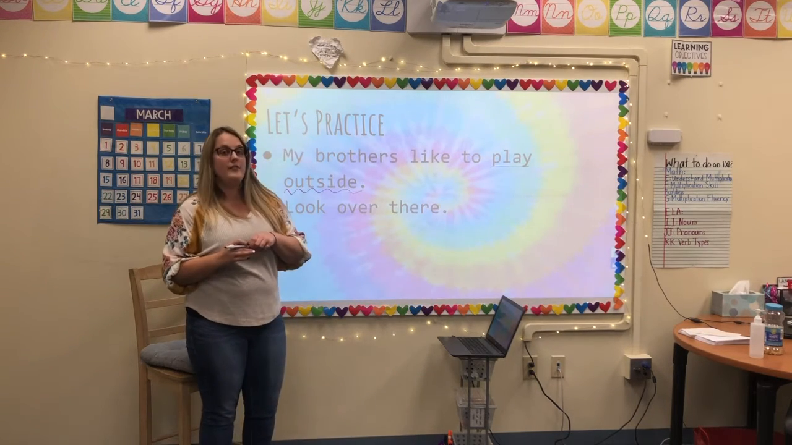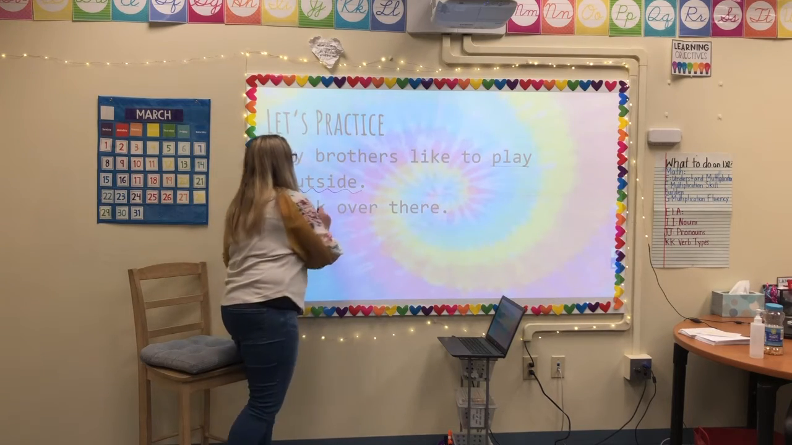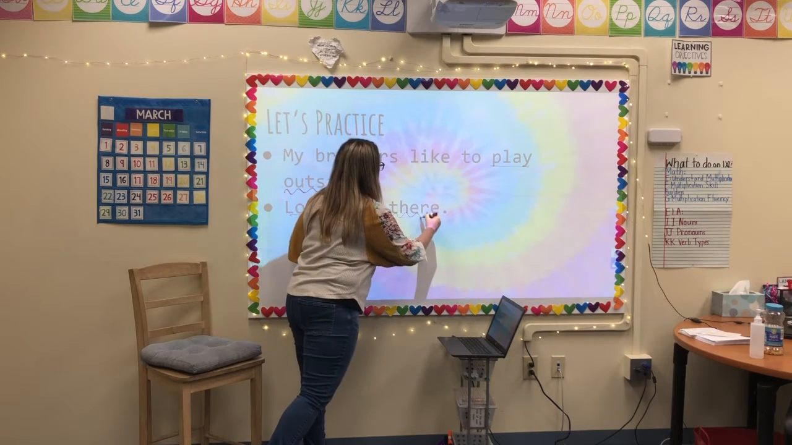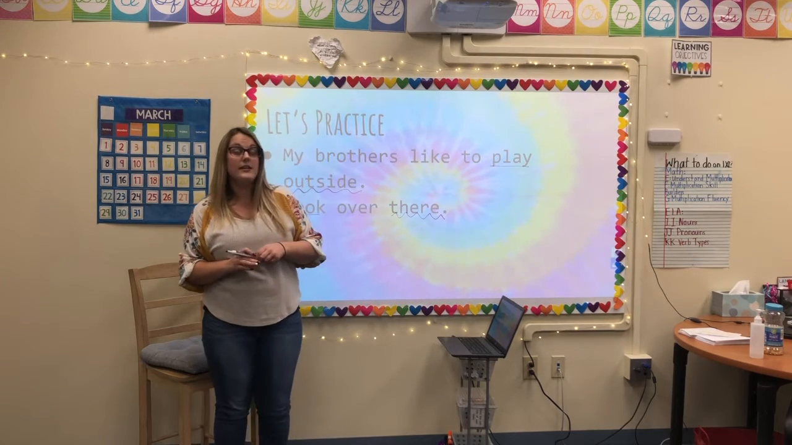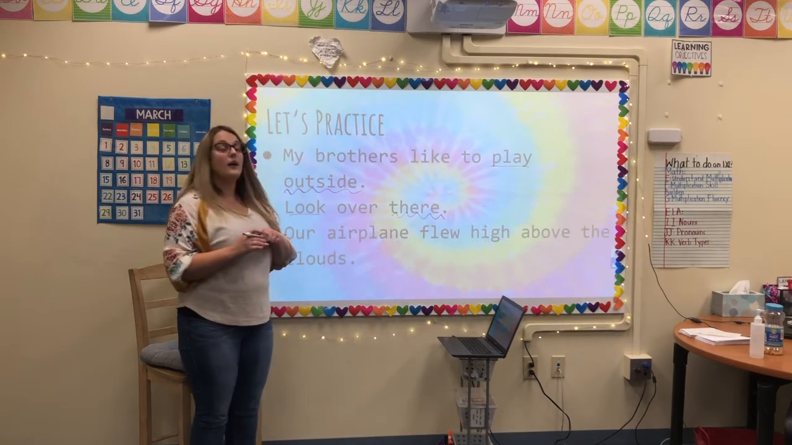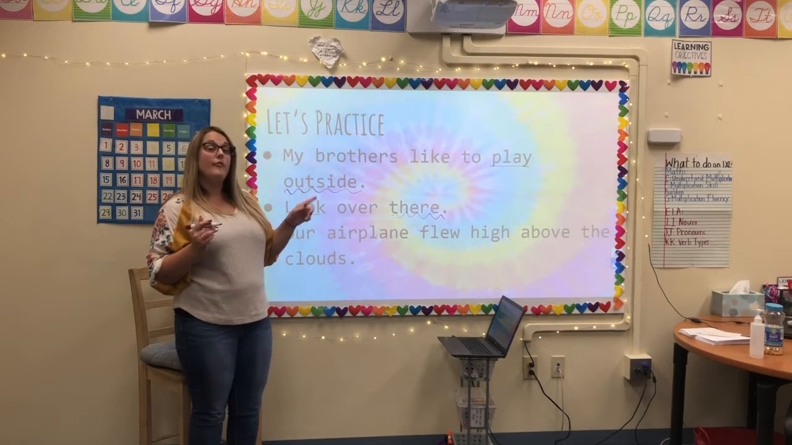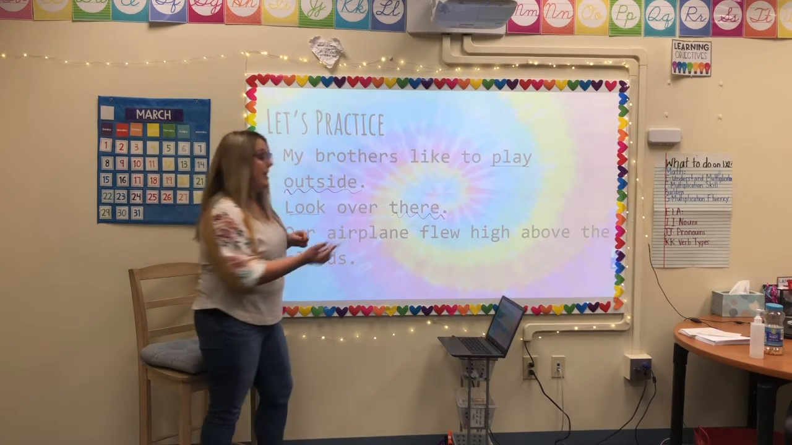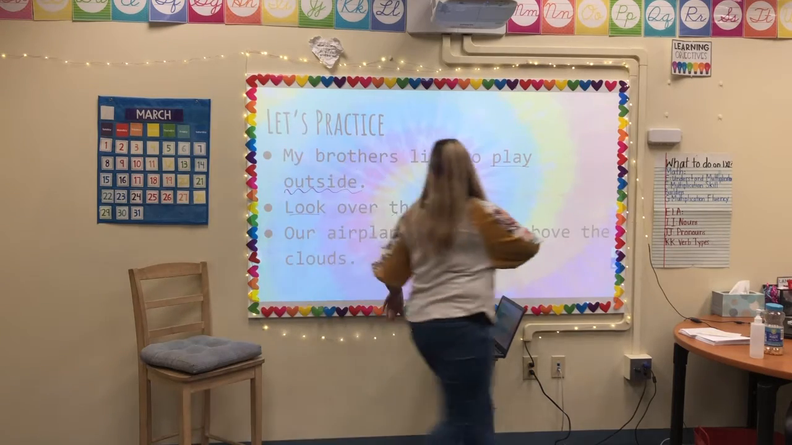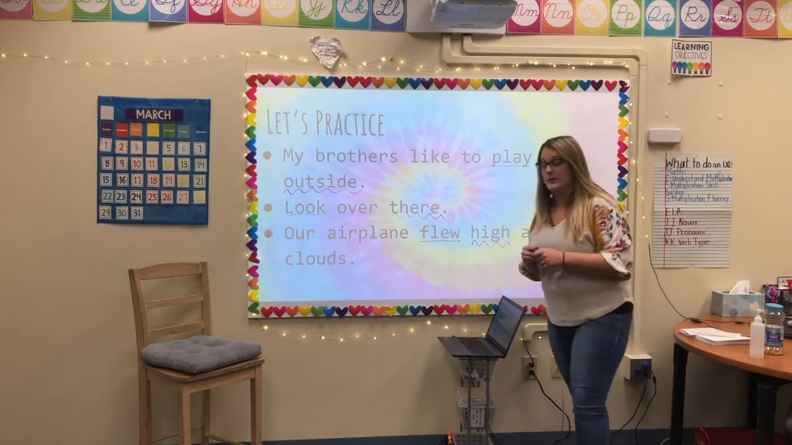Look over there. So my action word is look. My verb is look. Where should I look? I should look over there. So there is my adverb. Our airplane flew high above the clouds. Flew is my verb, it's my action. Where did it fly? It flew high. So high is my adverb.